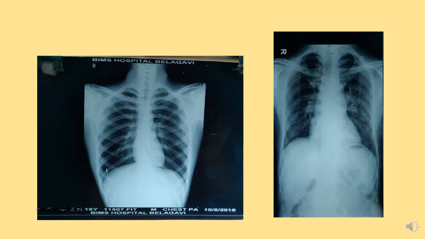So whenever you comment on chest radiographs, you should say this is a PA view of chest radiograph showing cardiac field and both lung fields with bones and soft tissues around.